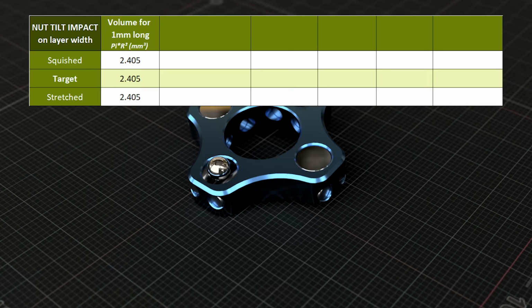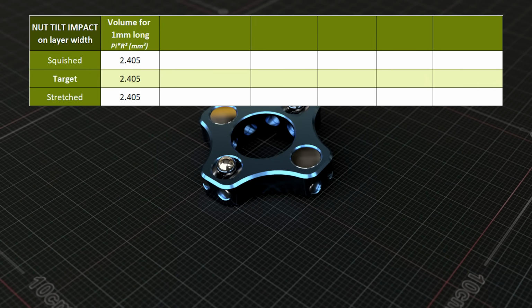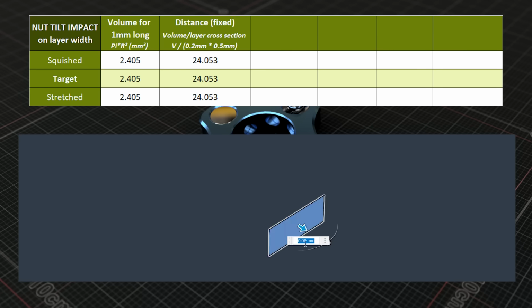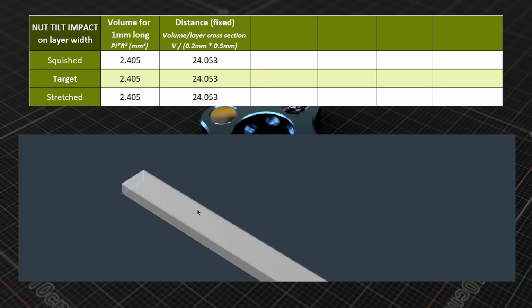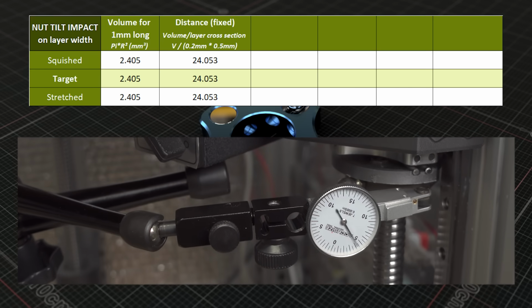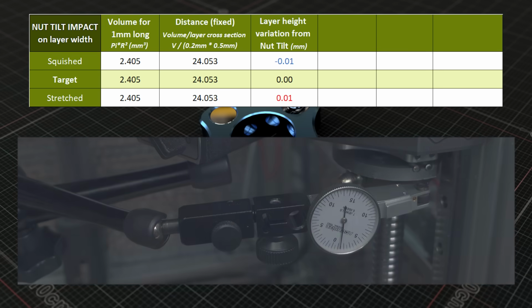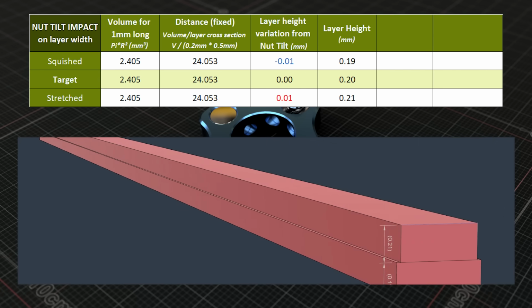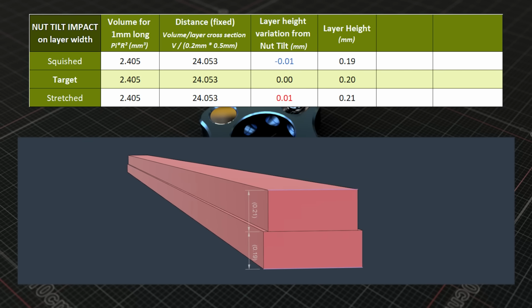Keeping that behavior in mind gives us the following table for the case we're interested in. For this constant volume of extrusion, corresponding to the material contained in 1 mm of filament, we will use a targeted layer profile of 0.5 mm wide by 0.2 mm high. This cross-section of 0.1 mm square allows us to spread the volume over a distance of 24 mm and 53 microns. If we round off the oscillation to 20 microns to make things easier, and split it equally on each side of our target, we will obtain squished layers that have a height of 0.19 mm and others that will be stretched to 0.21 mm high.